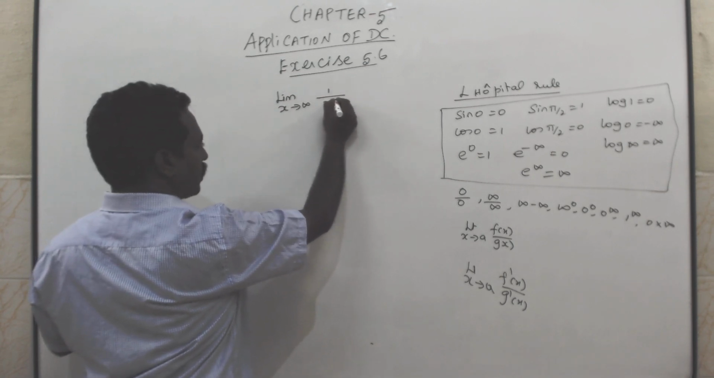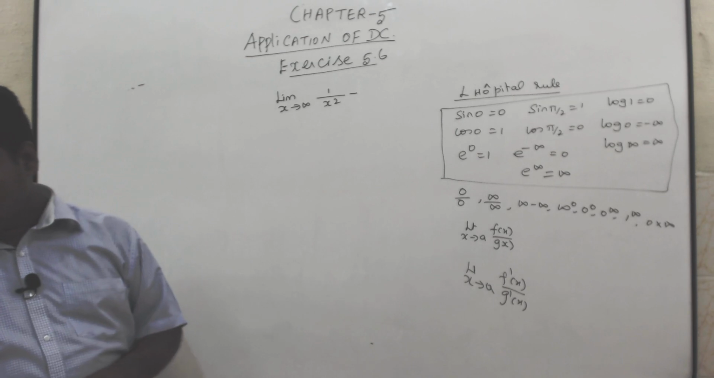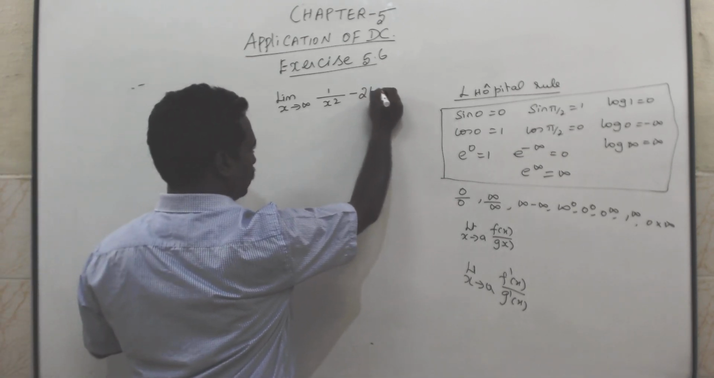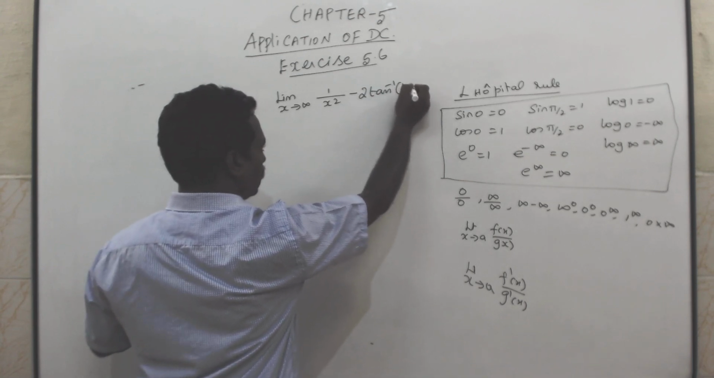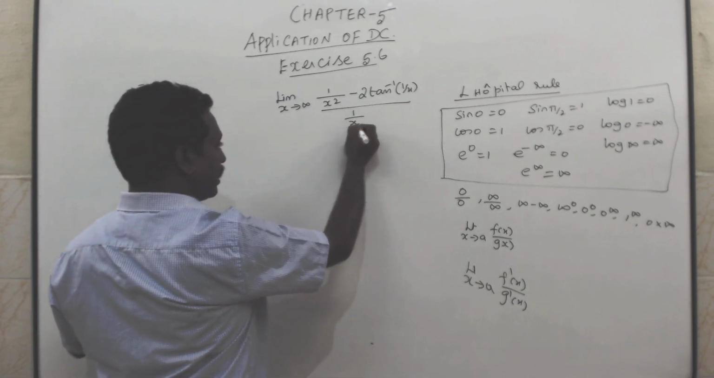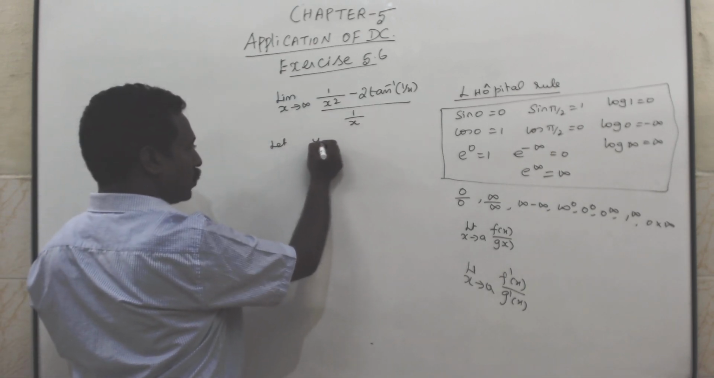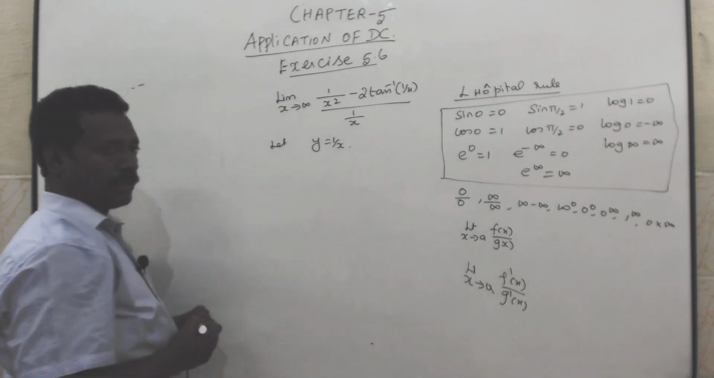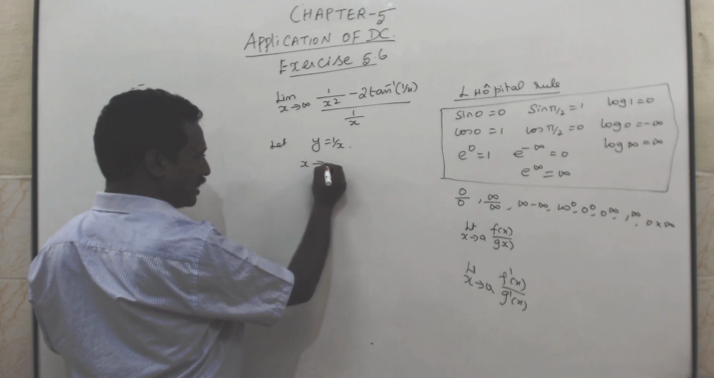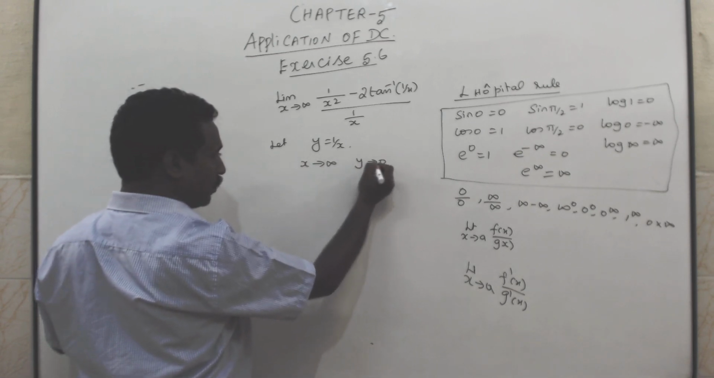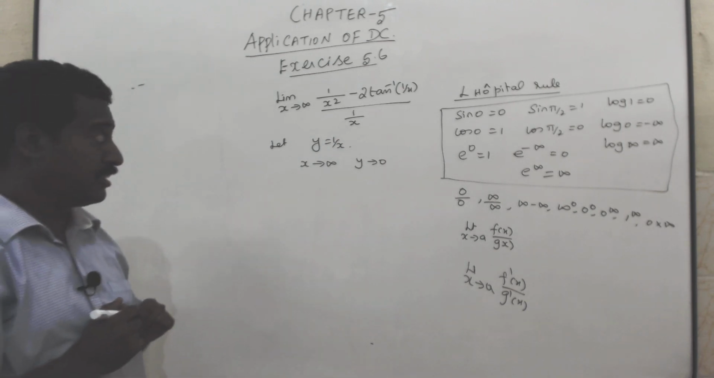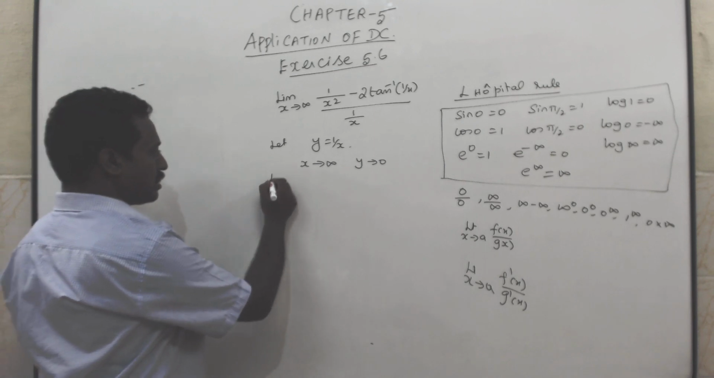1 by x square minus 2 tan inverse of 1 by x, divided by 1 by x. Let us consider y equal to 1 by x. Then x tends to infinity, y tends to 0, because any number by infinity is 0.